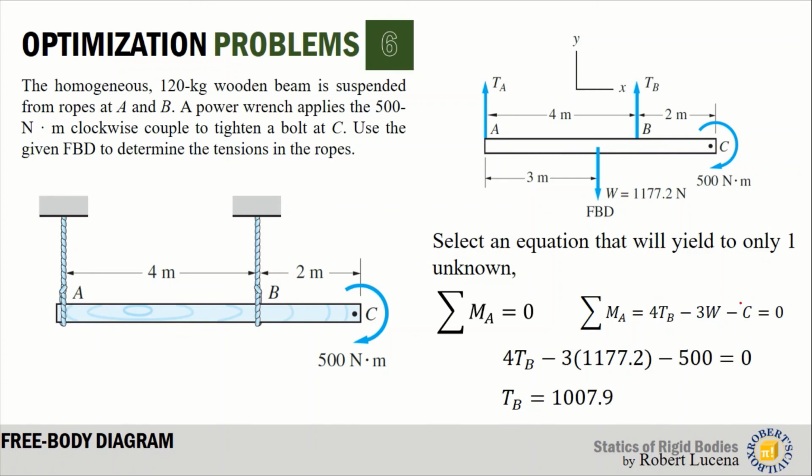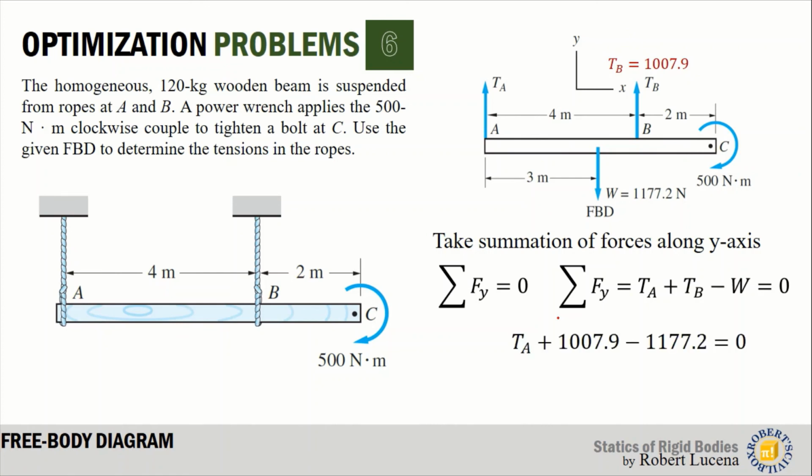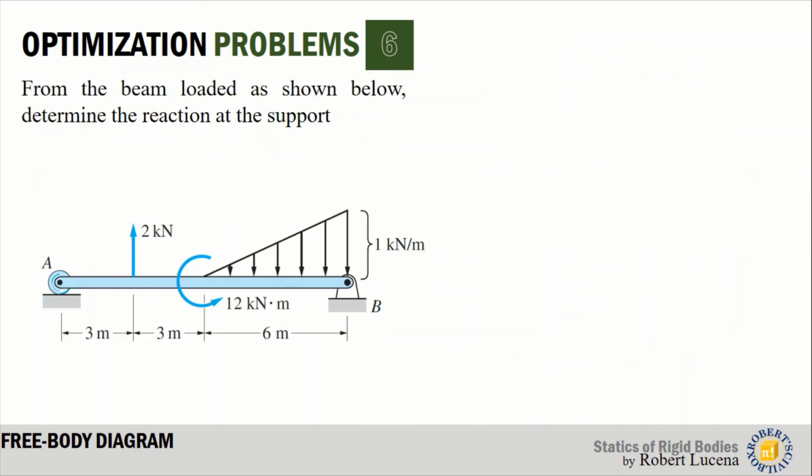1007.9. And if we already have TB, we can solve for TA, and by taking summation of forces along the y-axis, we get summation of forces along y equals 0. That would be TA plus TB minus W equals 0. That is TA plus 1007.9 minus 1177.2 equals 0. We get TA equals 169.3 Newton. So we have now TA and TB.